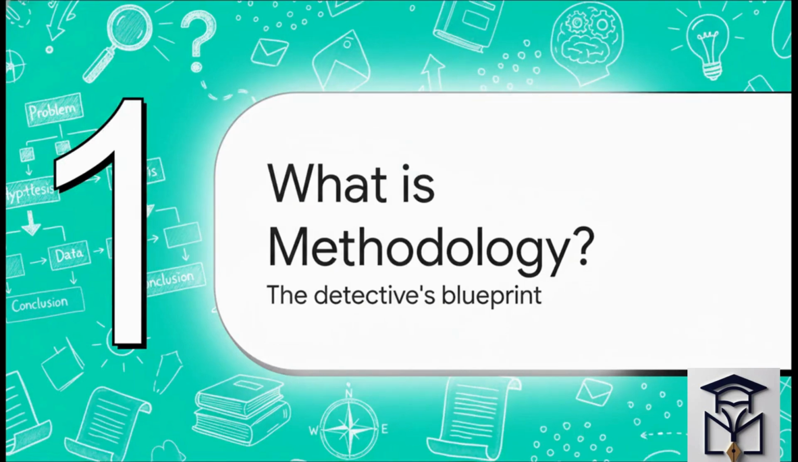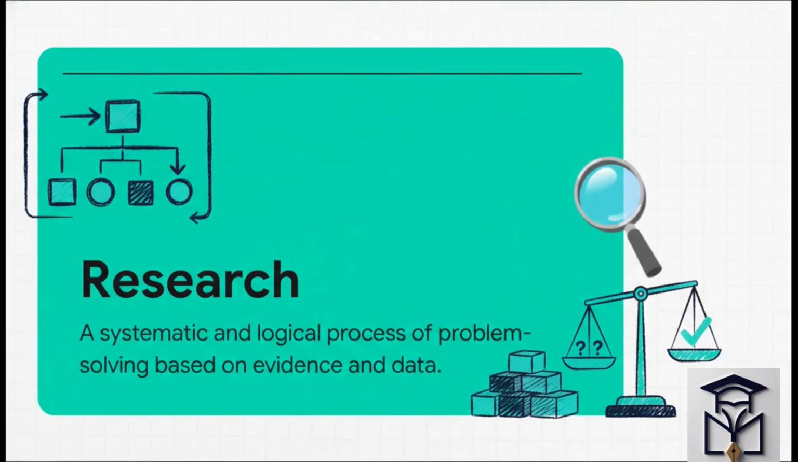First up, what exactly is a research methodology? You should think of it less as a simple to-do list and more as the core logic behind your entire investigation. It's the why behind every single move you're about to make. At its heart, research is just a systematic and logical way to solve problems. And the two key words there are systematic and evidence-based. This isn't about gut feelings or what you think is right. It's all about finding answers you can actually prove.